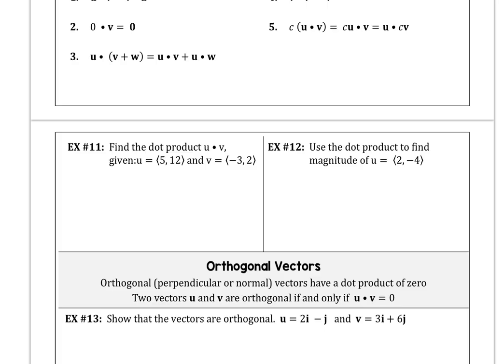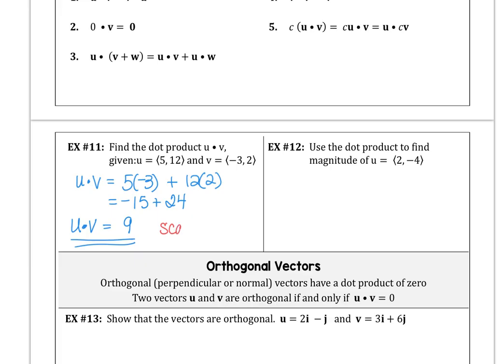So if u is 5, 12, u dotted with v is going to be 5 times -3 and 12 times 2. Then we're going to add the two products together. So -15 plus 24 gives us u dotted with v, the scalar of 9. The dot product is a scalar. A scalar is a real number.